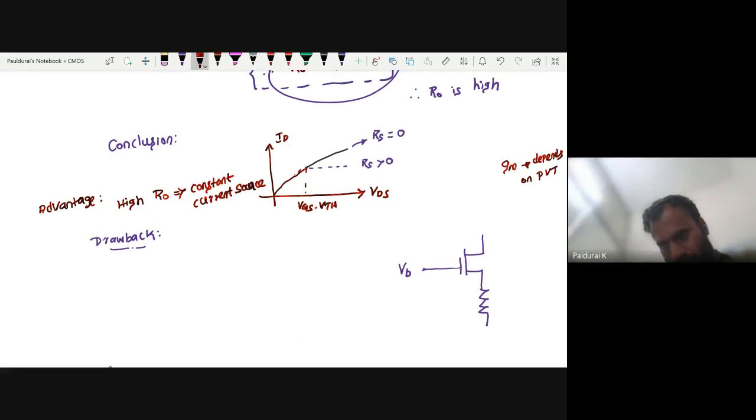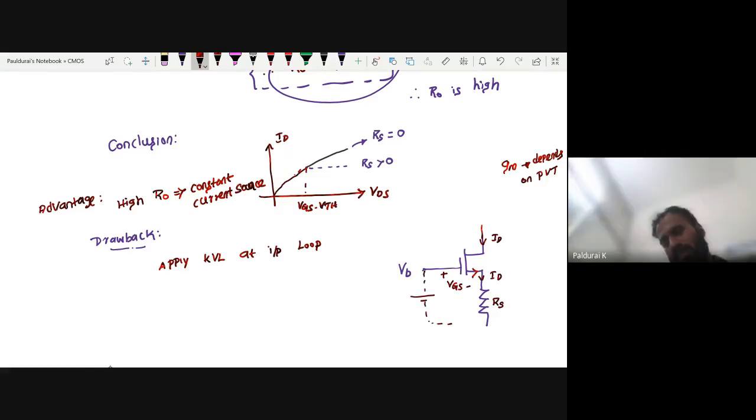So this is my gate to source voltage, right? Plus minus, and this is my RS, right? What about this current? This current is ID, this current also ID, correct? So now can you apply KVL at the input loop?